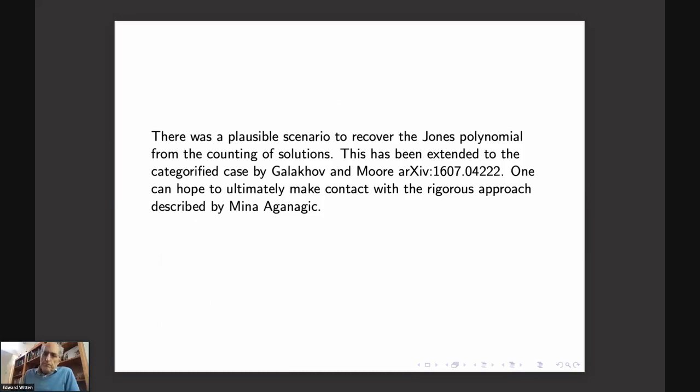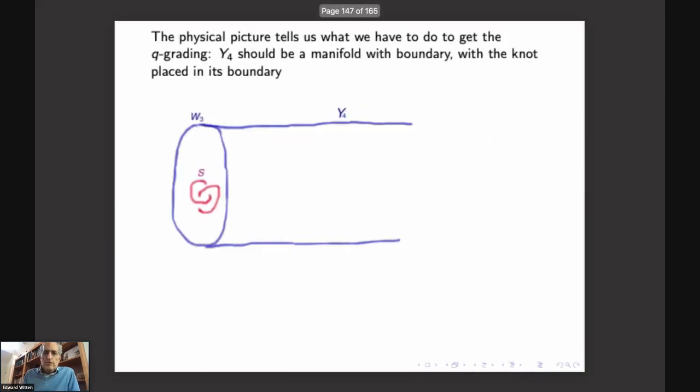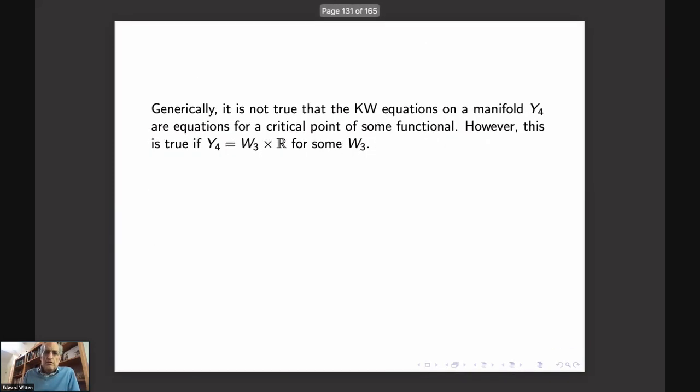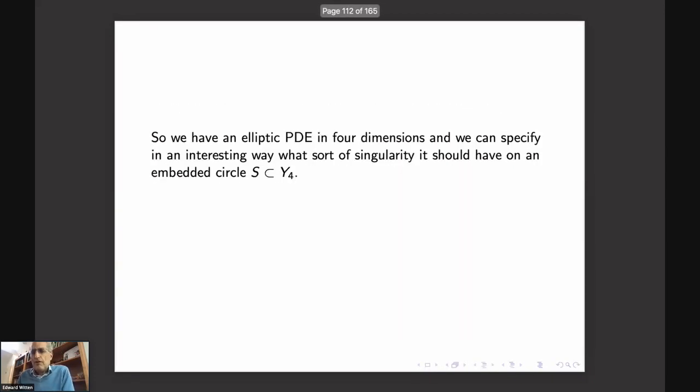Let's just discuss something more basic. Let's just suppose you're talking about the Jones polynomial. I wish I had a picture to talk about. Let's just look for a picture of a knot. The Jones polynomial is supposed to come by counting solutions of an equation. I described the equation on the singularity.